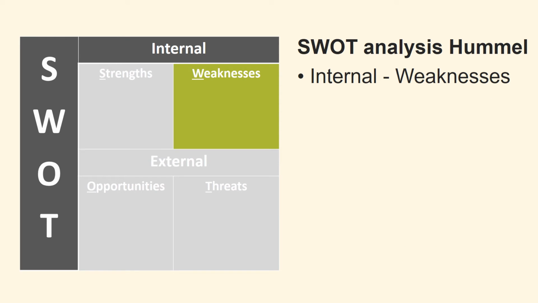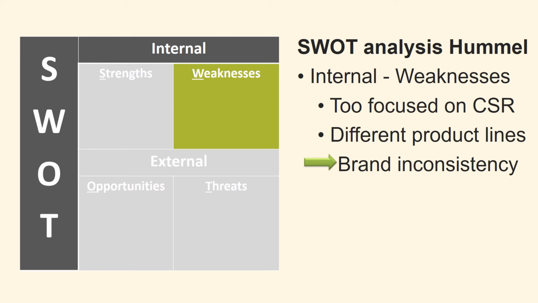The second quadrant covers weaknesses. Their strong focus on CSR can easily turn into a weakness if they do not behave according to CSR rules. Hummel have committed some of their design resources to creating new product lines, but too many different product lines may dilute their brand identity.